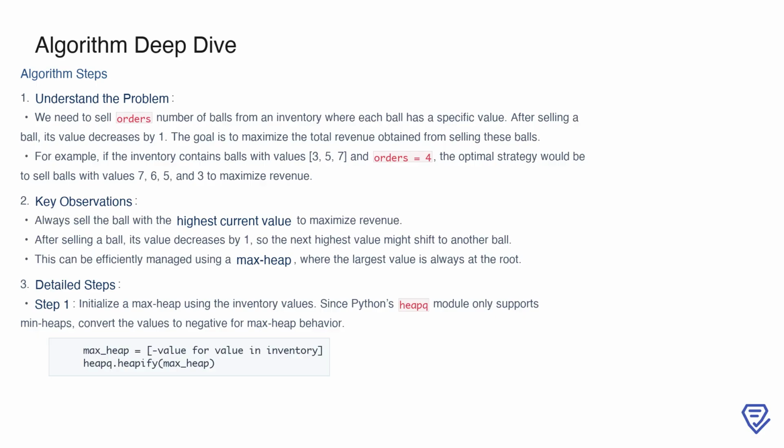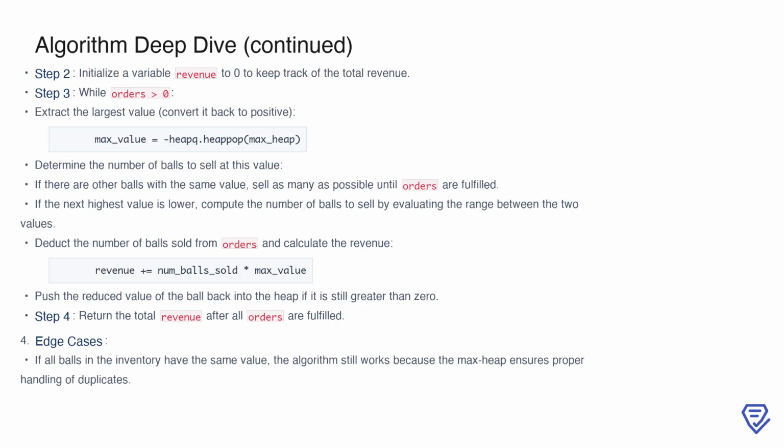To manage this efficiently, we use a max heap data structure. A max heap is perfect for this scenario because it allows us to retrieve and update the highest value quickly. Since Python's heap module implements a min heap by default, we can simulate a max heap by storing negative values. This way, the largest value remains at the root of the heap, ready to be accessed efficiently. Now that we have a max heap ready, we can begin the main algorithm.